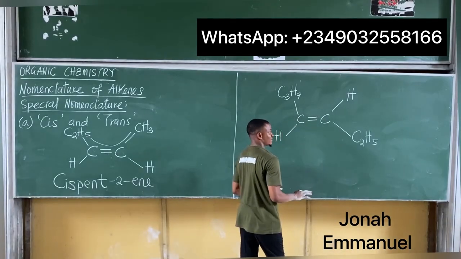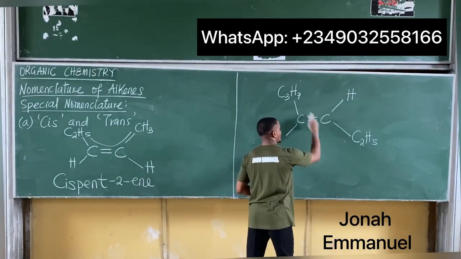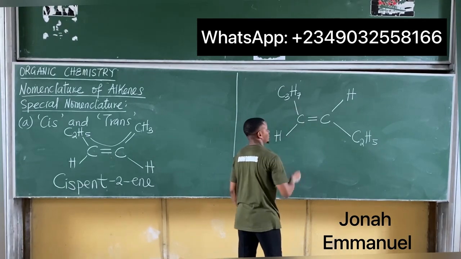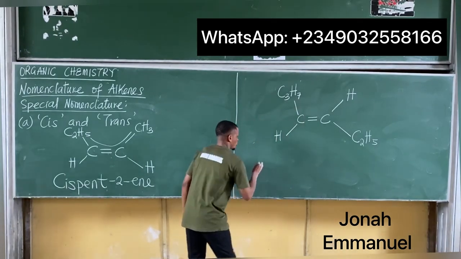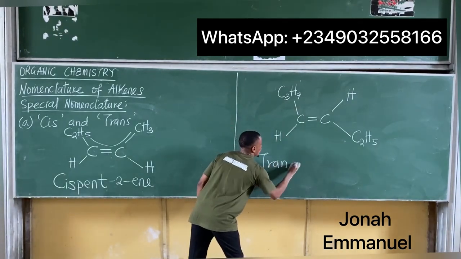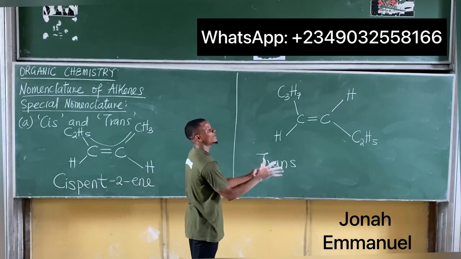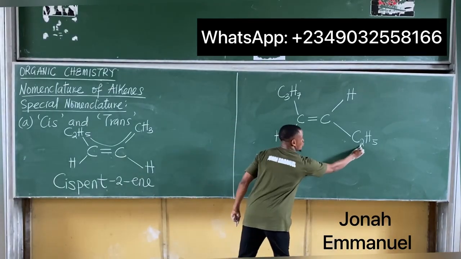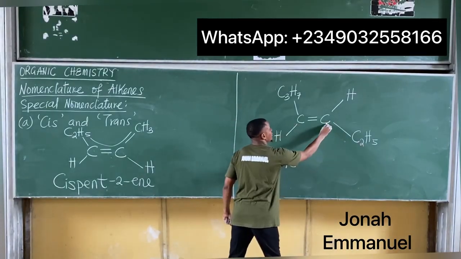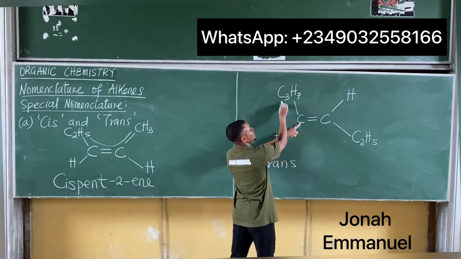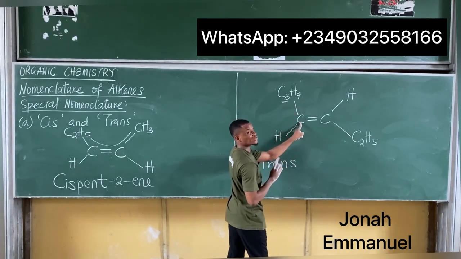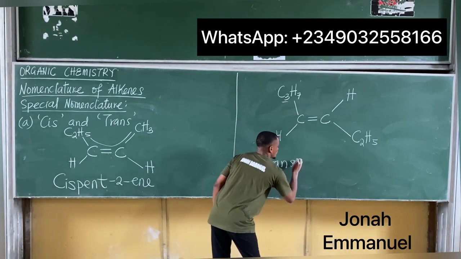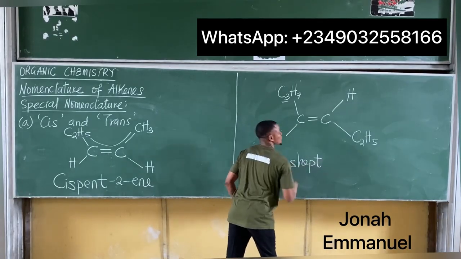Trans. Here and here, opposite. I said if you follow it and form a T, as we did in the previous class, it becomes trans. Trans what? Count the total carbon atoms: 1, 2, 3, 4, 4 plus 3, that's 7. 7 is hept. So trans hept. Hept what?